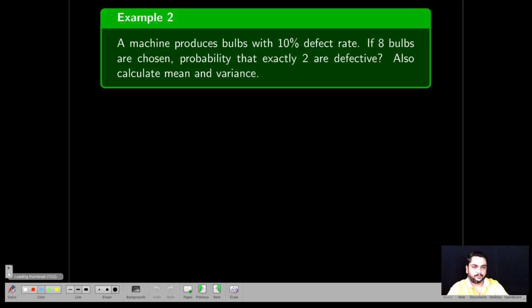Okay. One more example. A machine produces bulbs with 10% defect rate. So let us say defect rate is my probability of success, 0.1. So they want to find exactly 2. Exactly means X equal to 2. If there are 8 bulbs, they are saying choose out of 8 bulbs, how many? What is the probability of 2 bulbs being defective? Okay, what is q? 0.9.